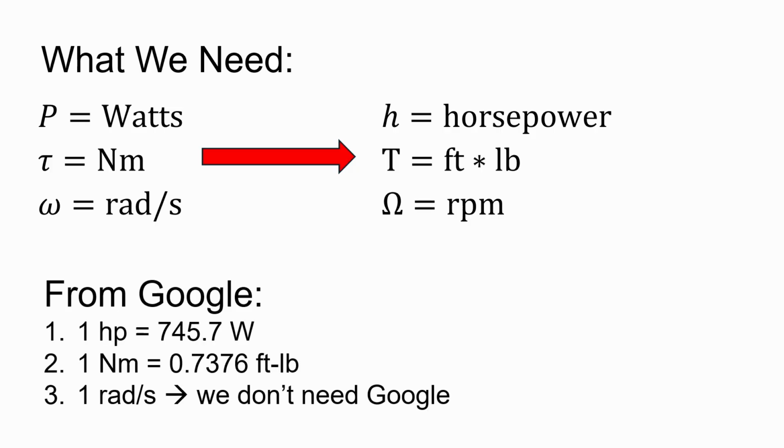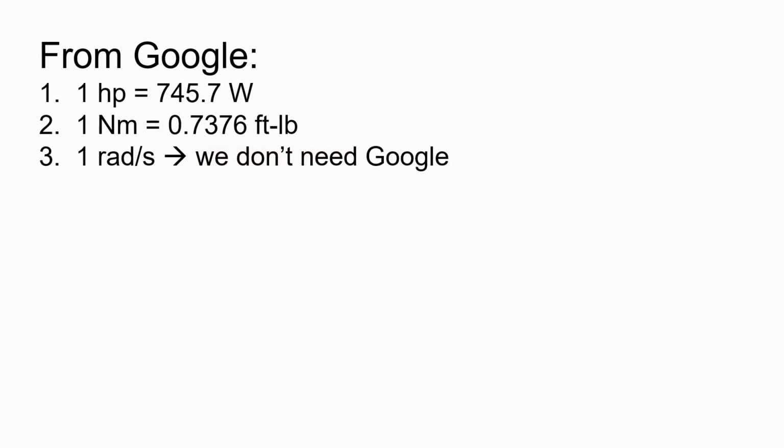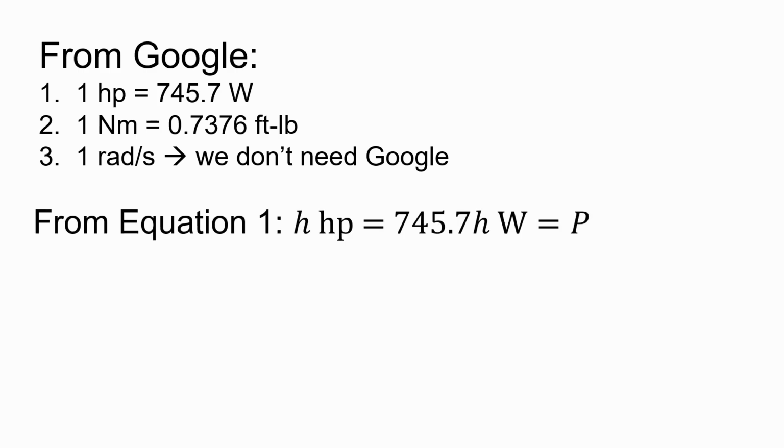And from Google, we can get some conversion factors. So from Google, we know that 1 horsepower is 745.7 watts, 1 Newton meter is 0.7376 foot-pounds, and for 1 radian per second, well, we can use basic geometry to figure out what that is in revs per minute. We don't need Google for that. From the conversion factors we have at hand, if we know that 1 horsepower is equal to 745.7 watts, that means if we have H horsepower, we've got 745.7 H watts. And we've defined P in our earlier slide to be power in watts. So from this relationship, we know that P is equal to 745.7 H.